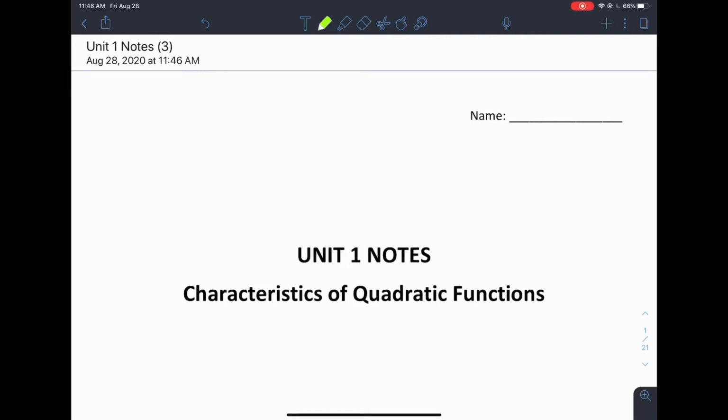Hey everybody! So today's going to be our first day of notes. We're going to be looking at characteristics of quadratic functions, okay? If you have the notes packet, you should be following along. You should have picked that up in class.